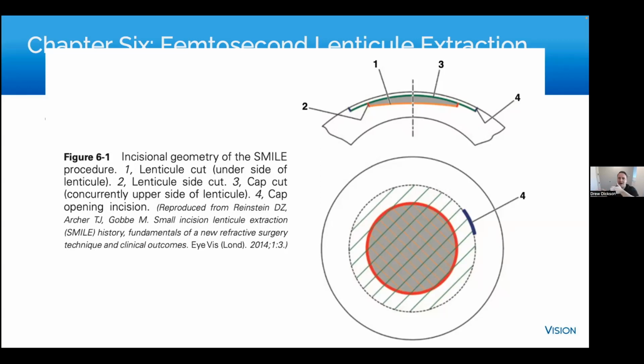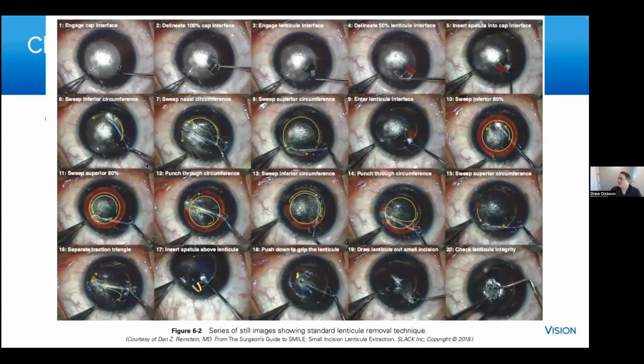Then it will make side cuts on that lenticule. And then what we call the cap cut, which is the anterior cut of the lenticule. Usually in the United States, we leave this cap at about 120 micron thickness. And then the final step is this cap incision where you can actually extract the lenticule. This is a picture of the technique to remove a SMILE lenticule.